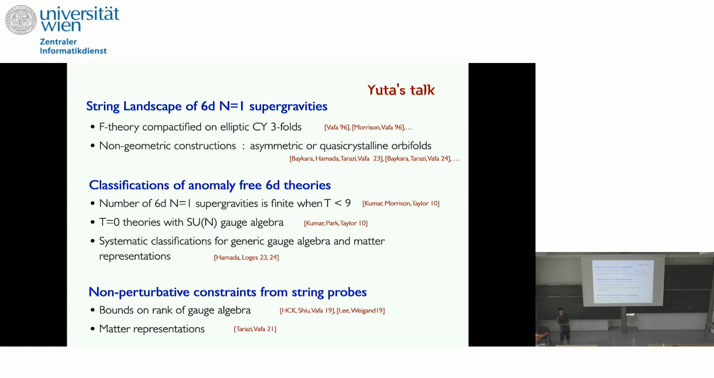In particular, these string probe constraints cannot provide extra constraints when the rank of the gauge group in 6D supergravity theories is very small, such as for U(1) gauge theories or SU(2) gauge theories. These constraints usually cannot give us anything new. So we have to find more constraints.